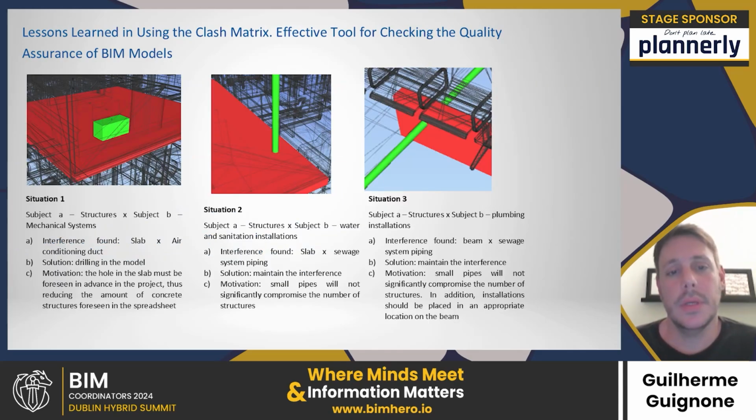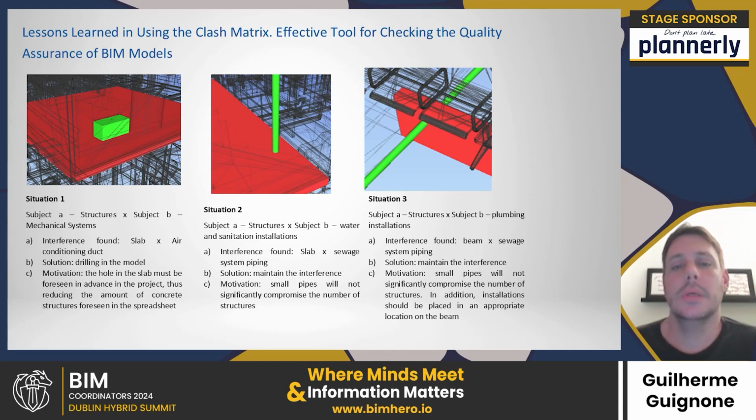Situation 1. Subject A and Subject B. Interference found: slab and air conditioning ducts. Solution: drilling in the model. Motivation: the hole in the slab must be forecast in advance in the project, thus reducing the amount of concrete structural volume in the spreadsheet.